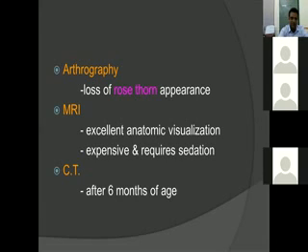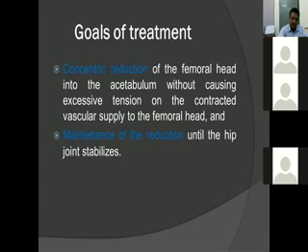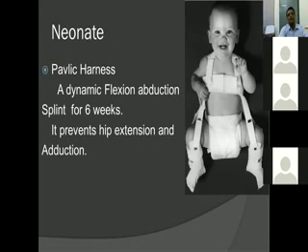So coming to the treatment, what are the aims of the treatment in DDH? To reduce the dislocated hip into the acetabulum and to maintain it in the reduced position till it becomes stable. So the treatment is tailored to the age. Goals again are concentric reduction and maintenance of the reduction in the joint. So coming to the neonate.